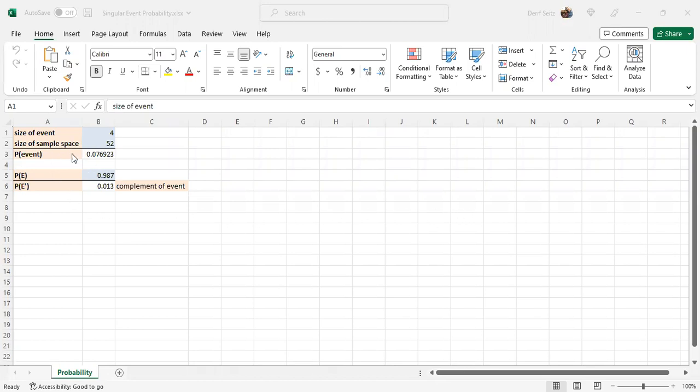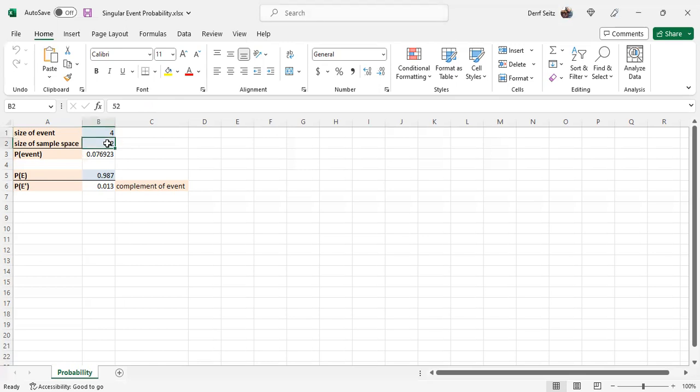This spreadsheet has two sections. In the top section, it calculates the probability of an event. In the bottom section, the probability of the complement of an event. In the top, you have to enter some information into the blue cells.